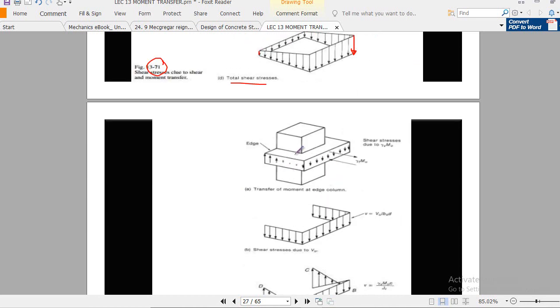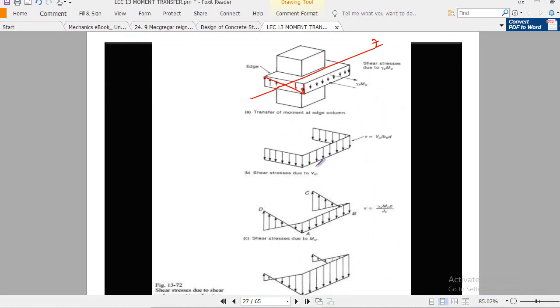Similarly, in the case of the H column, you see here, this is the shear stress distribution at this face. Here you see this is maximum, but let's say this is my z-axis. Okay, so at the z-axis, the shear stress here is 0, right?